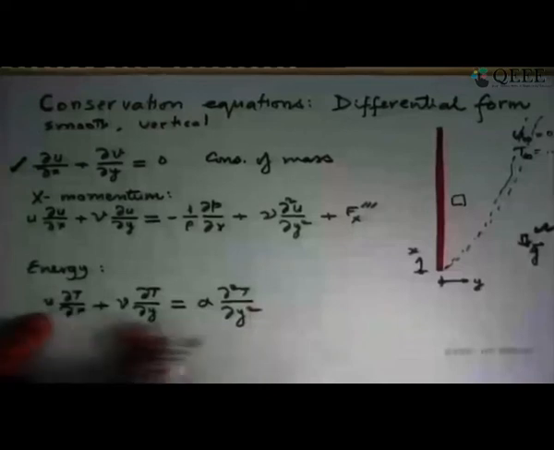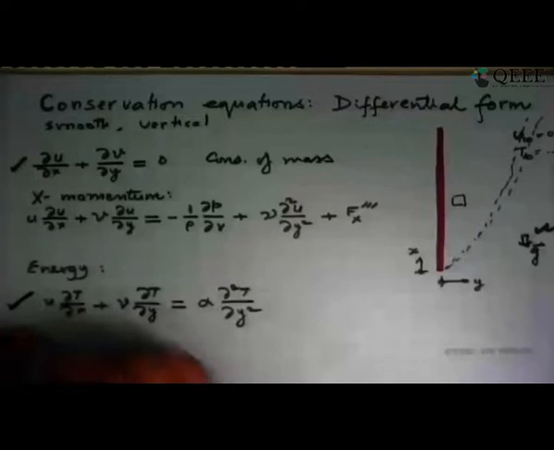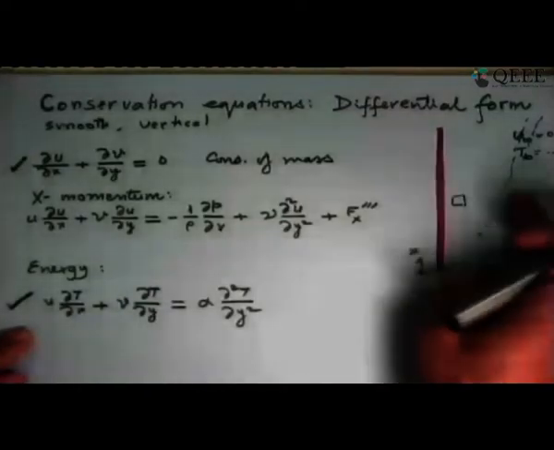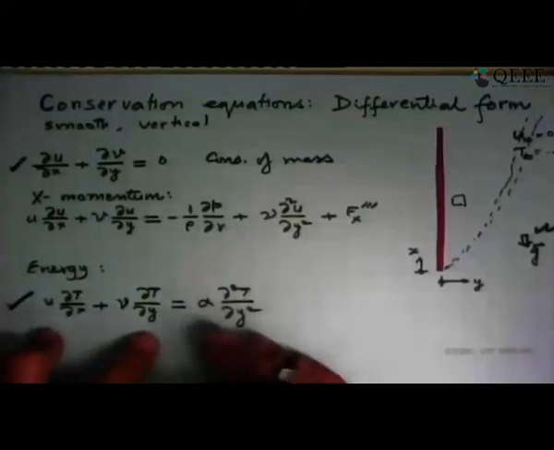Our energy equation is exactly the same: u dT/dx plus v dT/dy is equal to alpha d²T/dy². The dominant temperature gradient is in the y direction in this case. So these are the convection terms, and this is your diffusion term.